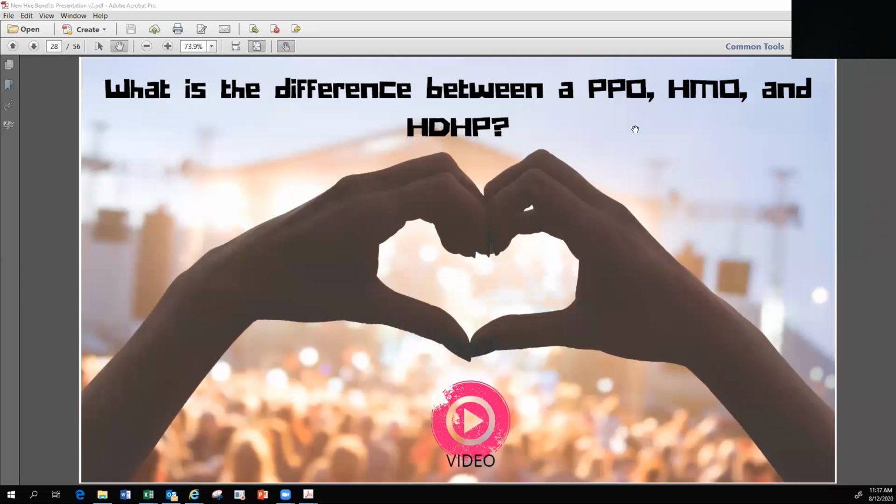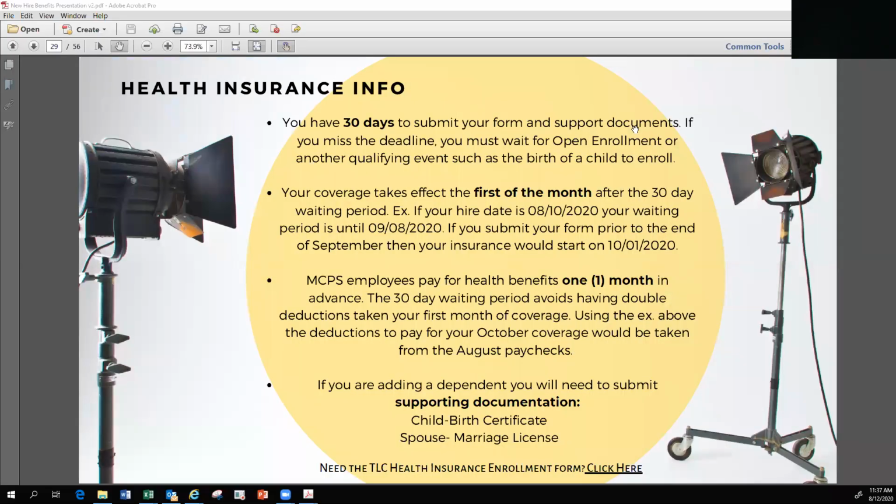So now that we've gone over the difference between the PPO, the HMO, and the high deductible health plan, I just want to go over some general health insurance information. You have 30 days to submit your form and any supporting documents. If you miss the deadline, you do have to wait till open enrollment, which is typically in April, or if you have a qualifying event, such as the birth of a child, to enroll.